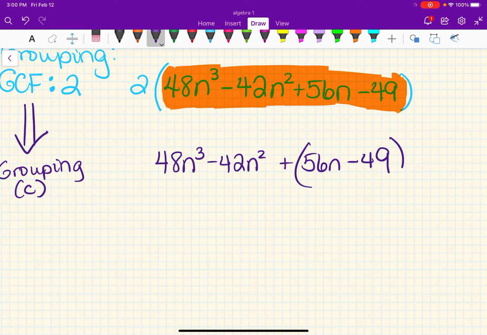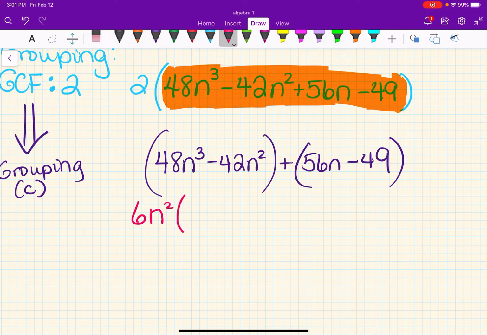And so let's group them. I'm going to look at each group separately. In the first group, what goes into 48 and into 42? This is not an easy one. It's 6. 6 goes into both of them. And then I can take an n squared, because there's an n squared on the 42. There's an n to the third, so the biggest I can take is n squared.